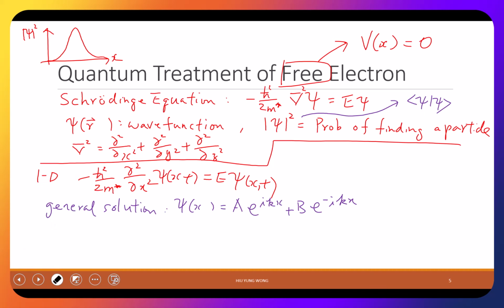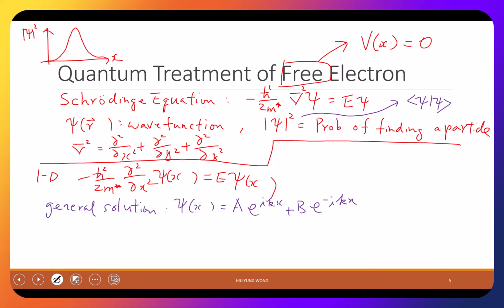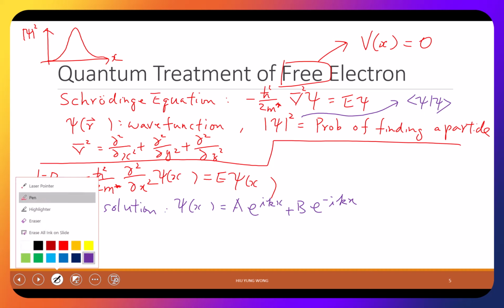From here, you see that it has two waves. It basically represents one traveling to the left and one traveling to the right. You cannot see it from here until we add the time-dependent part, which is e to the power negative iEt divided by h bar. But anyway, let's just accept this. So now, how do you check that this is correct? Based on your calculus, you know that this is correct. If not, then we can plug in to check.